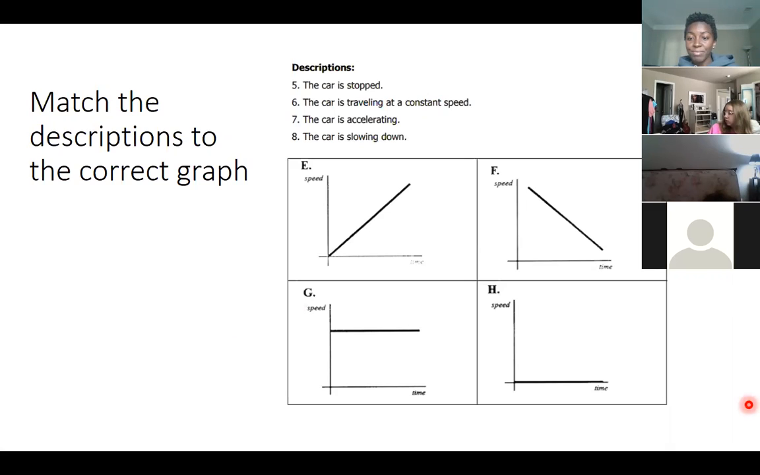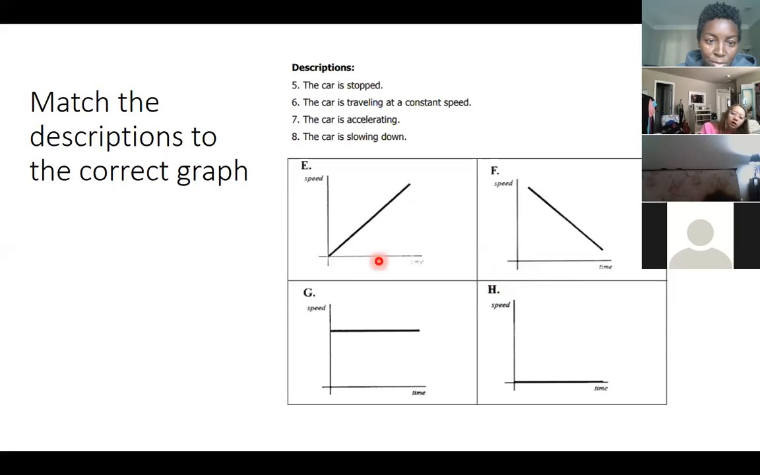All right. So for those of you that were participating, all right, car is stopped. Lydia, where is the car stop? Which graph? What'd you put for 5? Which letter did you do? H. H. Very nice. 5 was H.